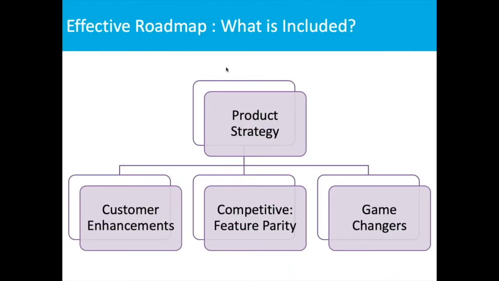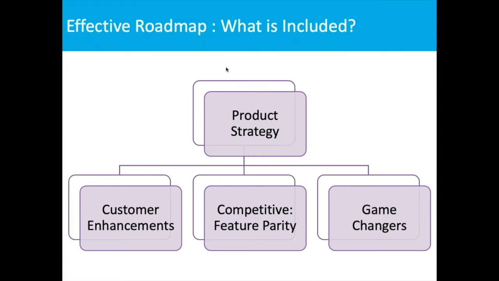So what is included? This is a repeat of what Naren mentioned in his first slide about three pillars of effective product strategy. The roadmap should have a healthy mix of all three. You cannot over-index on any one of these. If you focus too much on customer enhancements, you turn your company into a feature factory and keep adding feature after feature to your product. It does not help you differentiate or grow revenue or market share.